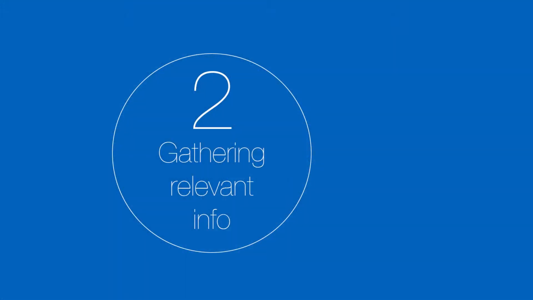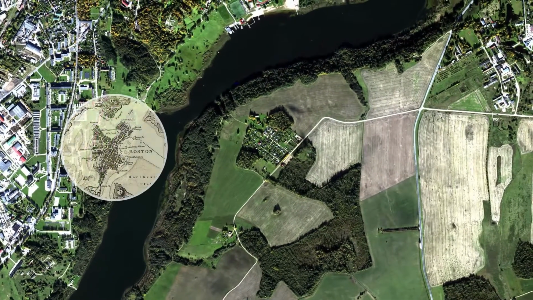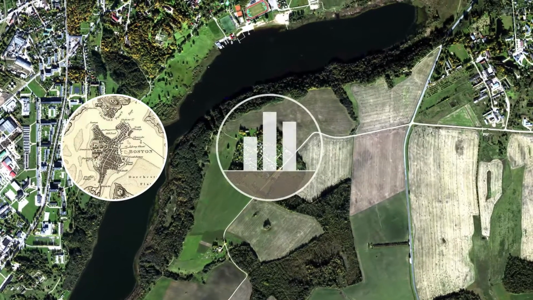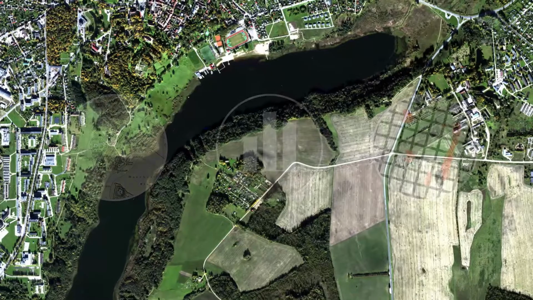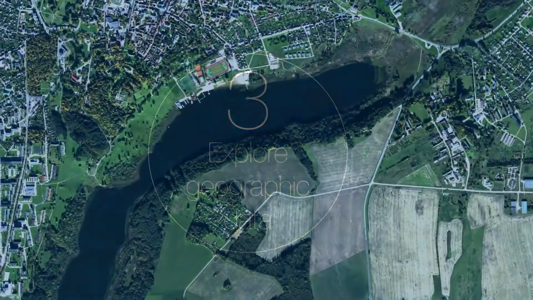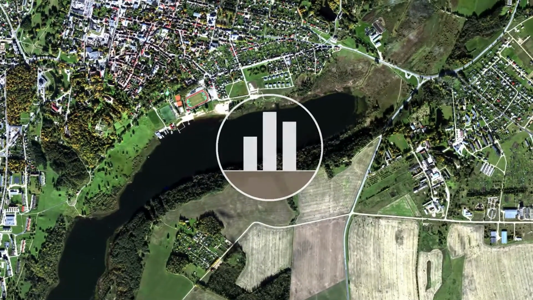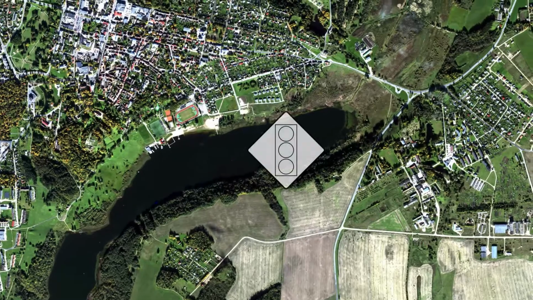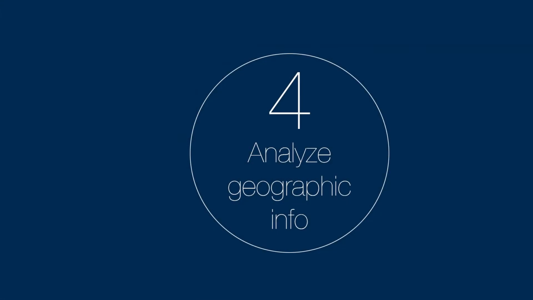2. Acquire geographic resources, or gathering relevant information. For example, gather historical maps of West Auckland, analyze the statistics, and create a layer that illustrates the number of traffic accidents in your area over time. 3. Explore geographic data. Turn your data into tables or charts and incorporate it into your map. This information could tell you things like which intersections in West Auckland don't have traffic lights, or which streets are one-way only.